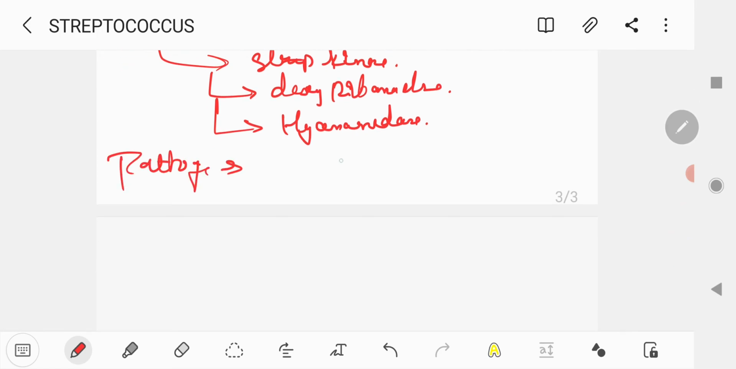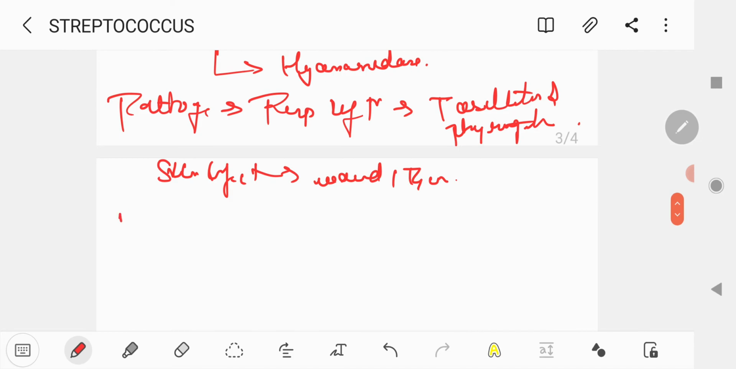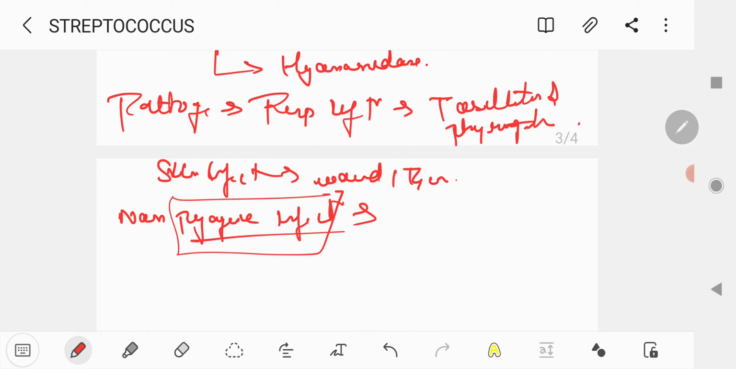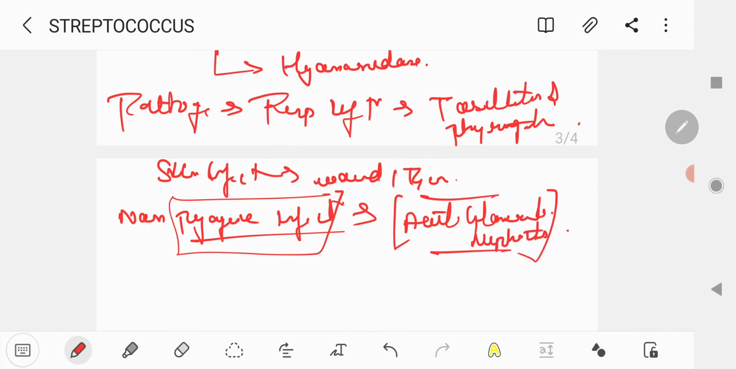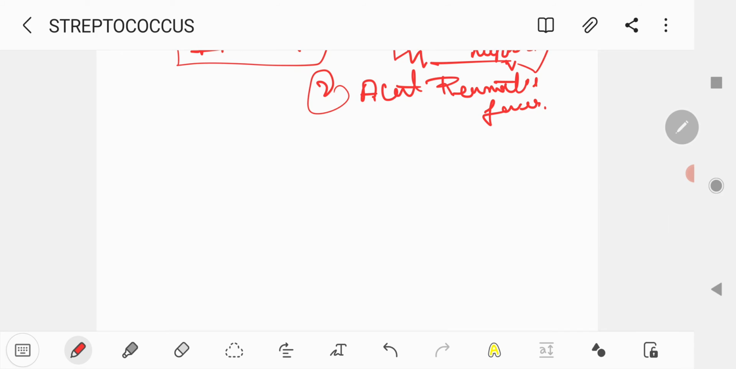Pathogenesis. It promotes respiratory infection, tonsillitis and pharyngitis. Another is skin infection, wound and burn. And the non-pyogenic infections, majorly acute glomerulonephritis, which is inflammation of the basement membrane of the kidney. You can read it in the third year in pathology, because in Russia it is in the third year. And the second is acute rheumatic fever, which I already told you. It causes inflammation of the heart valves.